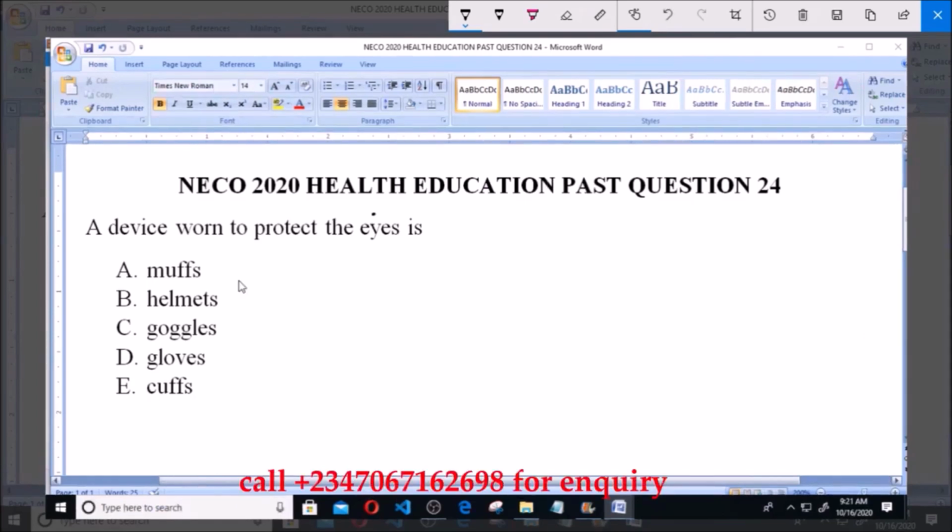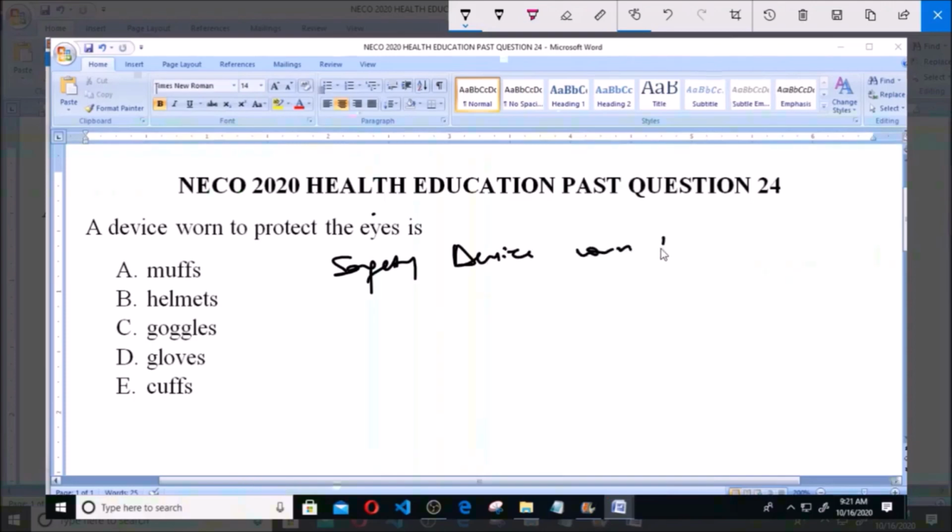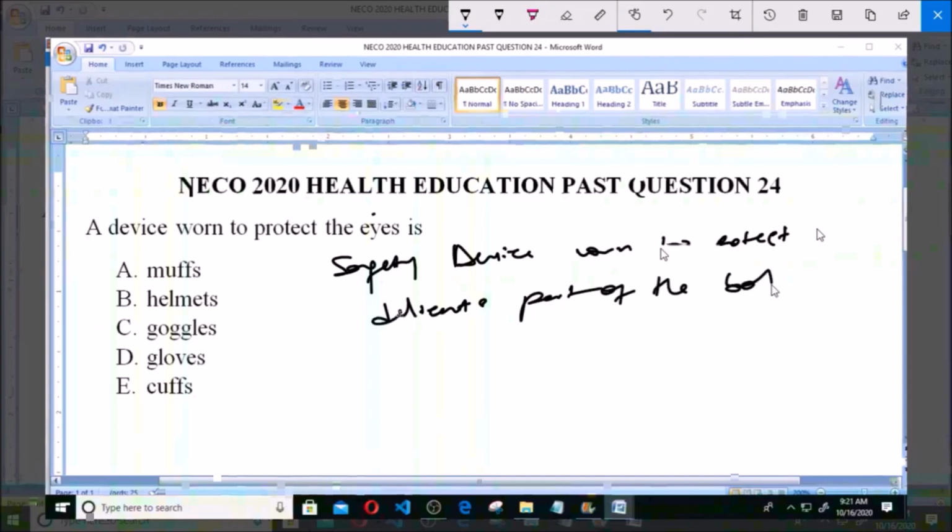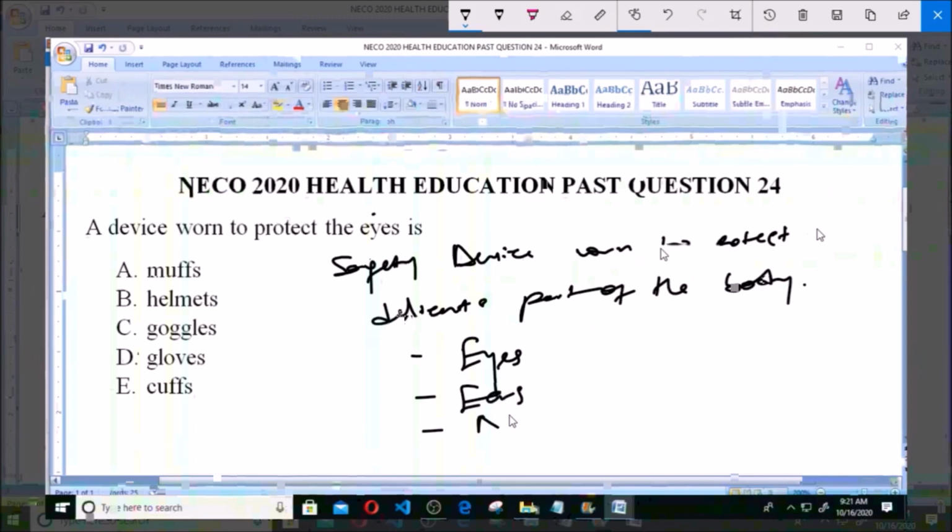Now, all these listed here are safety devices. And you know, safety devices are devices that are worn to protect the delicate parts of the body, like the eyes, the ear, which is the eardrum, the skin, and so on. Now, the device used to protect the eyes is the goggle, which is option C.